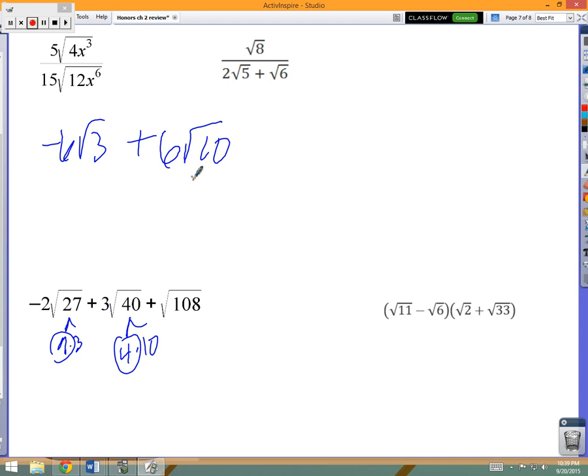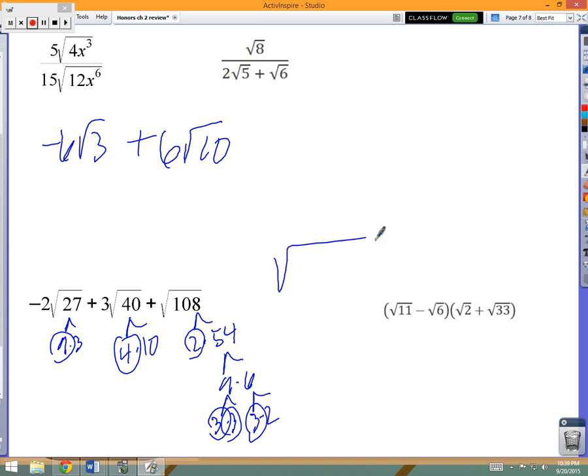108. I'm not even sure what's in 108. So we can just break 108 down. That's 2 times 54. 2 is done. 54 is 9 times 6. There we go. 9 is 3 times 3. Done, done. 6 is 3 times 2. So in 108, we had a 3 times a 3 times a 3 and a 2 times a 2.